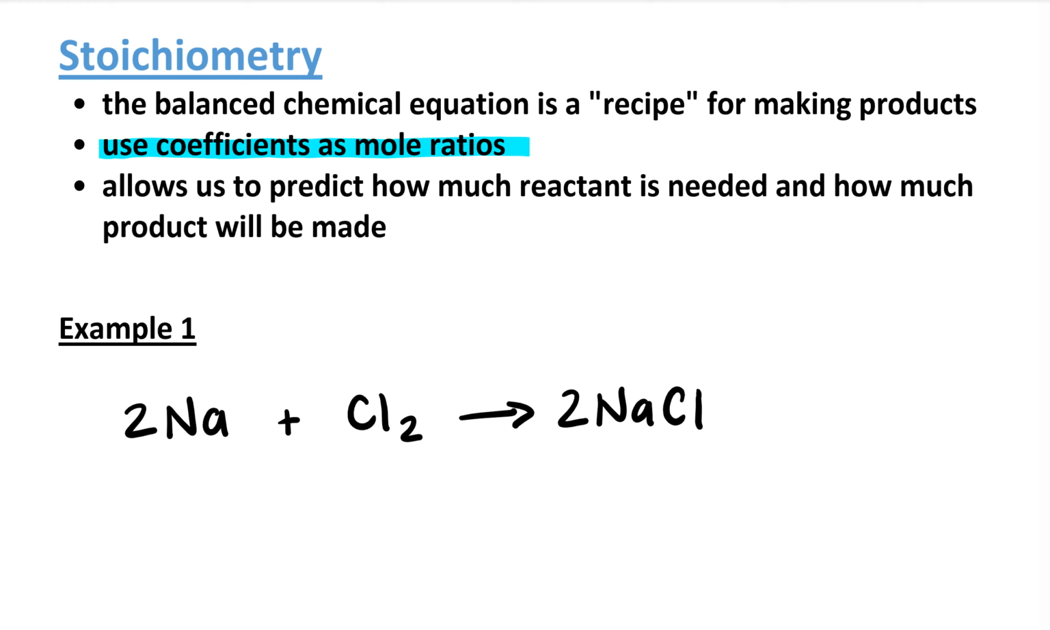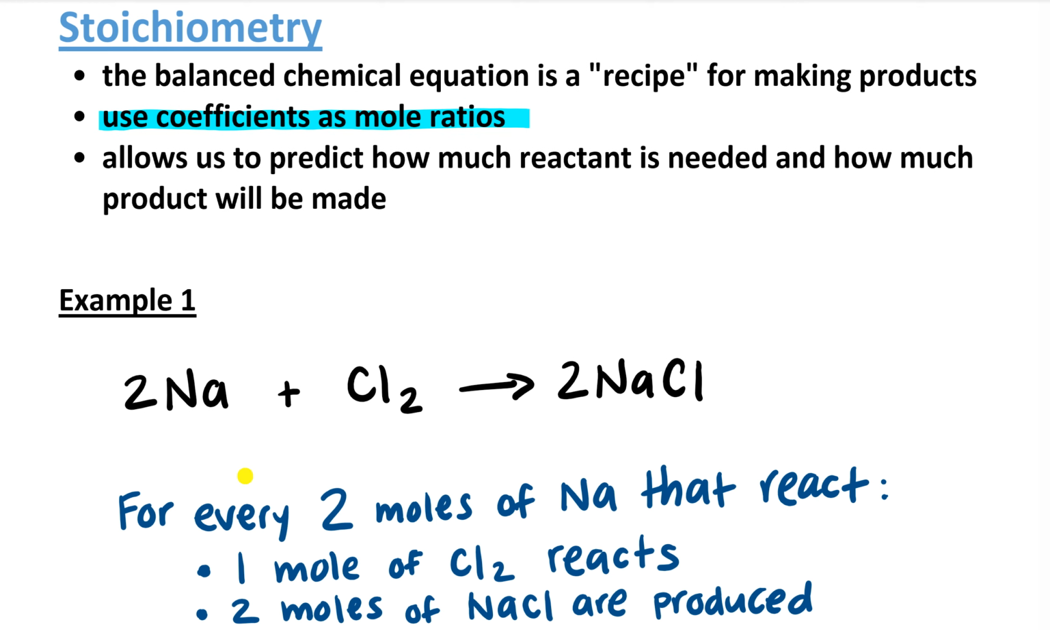So we can write this out and say, for every 2 moles of sodium that react, and I'm getting that 2 moles of sodium from its coefficient from the balanced equation, 2 moles of sodium here. For every 2 moles of sodium that reacts, 1 mole of chlorine is going to be required to react with it. And I'm pulling the coefficient for chlorine. And since I don't see a number in front of the chlorine, we can assume its coefficient is 1.